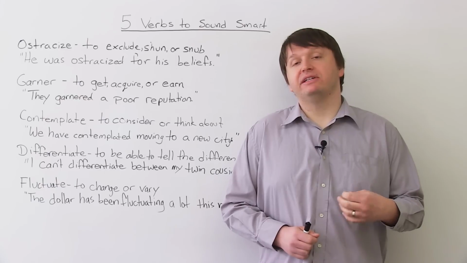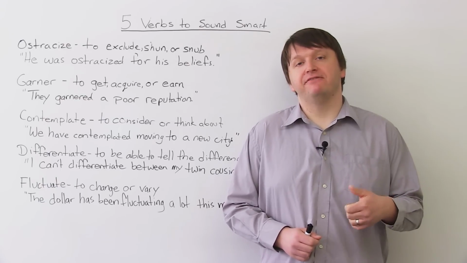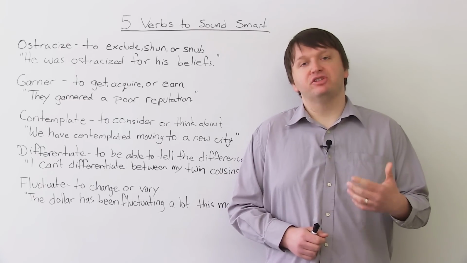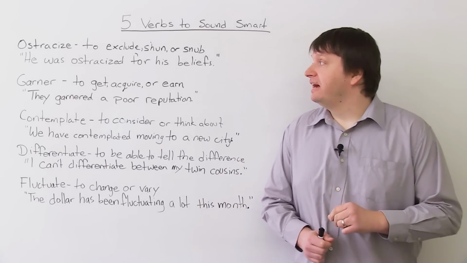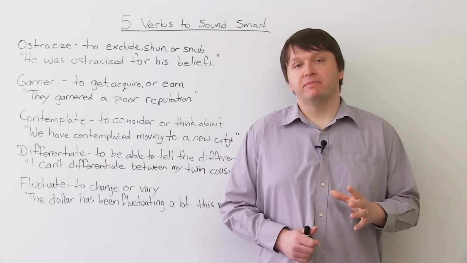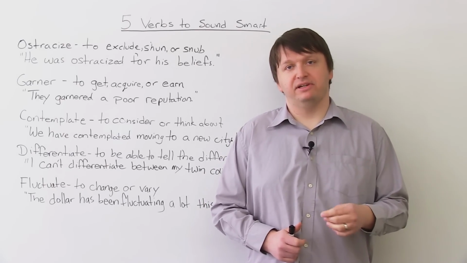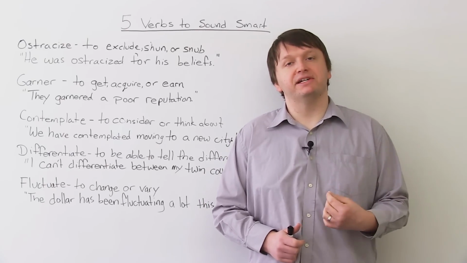Now, you may have already checked out my lesson on 5 nouns to sound smart, 5 adjectives to sound smart, and today we're looking at the verbs. So, from the top, we have the verb ostracize. All right, so repeat it after me, ostracize.